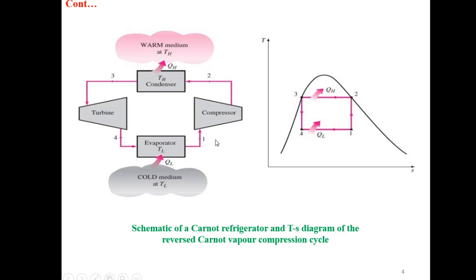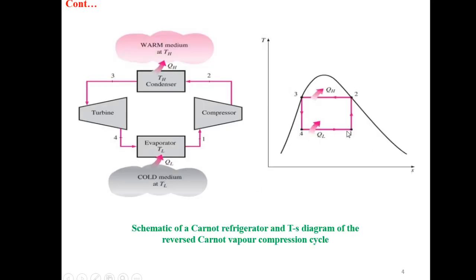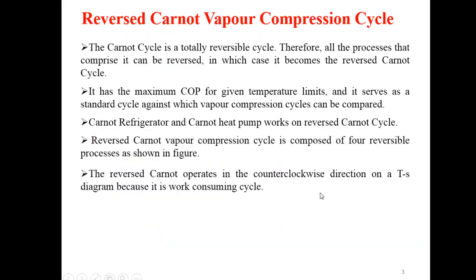One more thing you can see here, the reverse Carnot cycle operates in the counterclockwise direction. You can see the direction is counterclockwise, 1, 2, 3, 4. The direction is counterclockwise. So every counterclockwise cycle is a work consuming cycle. Always remember this.